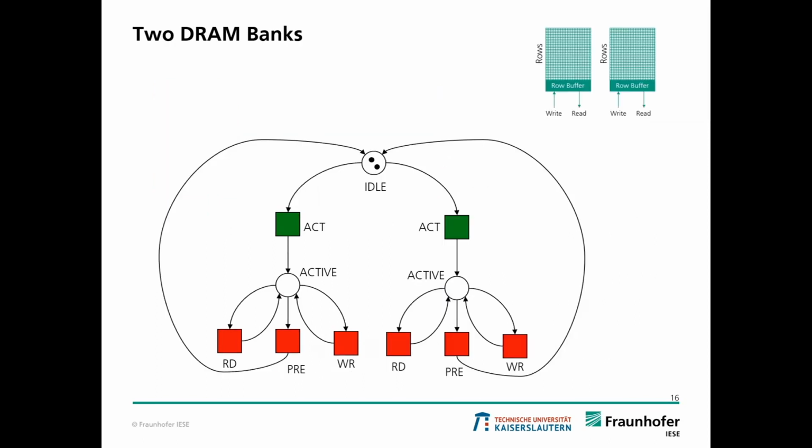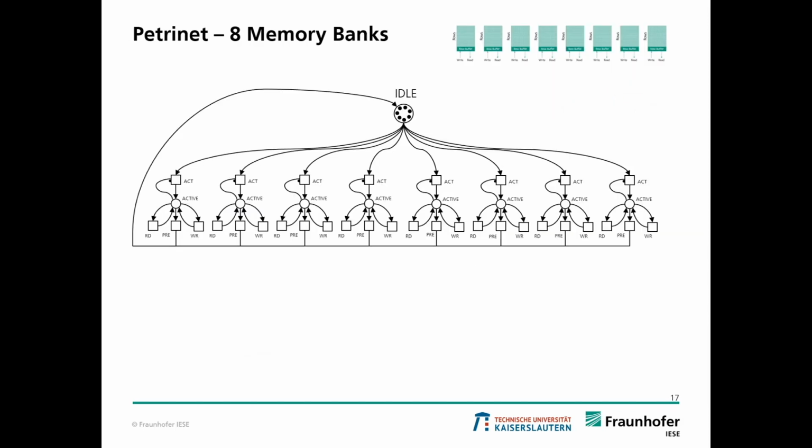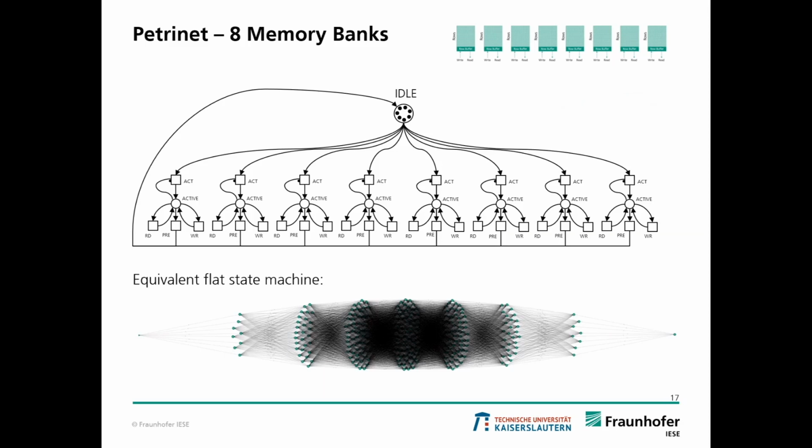And this works also pretty well for two banks. So we activate one bank and we activate the same bank again. Oh, no, this doesn't make any sense. So let's go back. We have to put here an inhibitor arc such that when we activate one bank, we are not allowed to activate it again. And now this scales, so we can have 8 banks. And if you look at the same thing as a flat state machine, you can see the power of parallelism of Petri nets. And now you also understand why JEDEC people don't want to draw the full diagram.